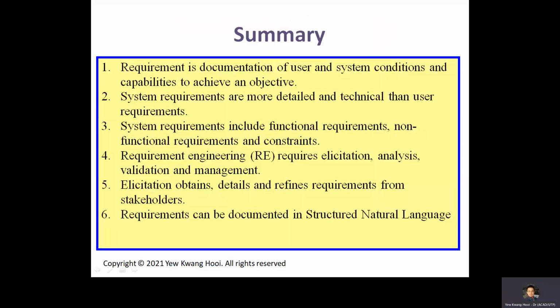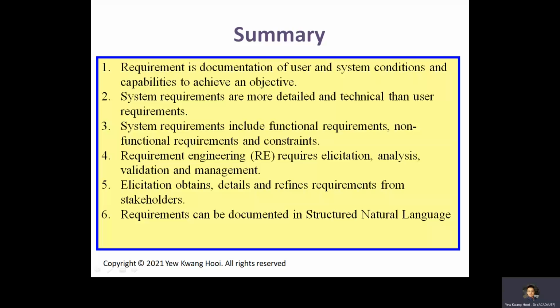Okay, the final slide will be on summary. Number 1, requirement is documentation of user and system conditions and capabilities. Condition, non-function requirement. Capability, function requirement. And of course, don't forget the constraint, to achieve an objective of the system. Number 2, system requirements are more detailed and technical than user requirements. Remember, we get user requirements from stakeholders. We analyze, we get the system requirements. System requirements are more detailed, more technical, because system requirements will be used in the system specification, used by the designer to come up with a software design.